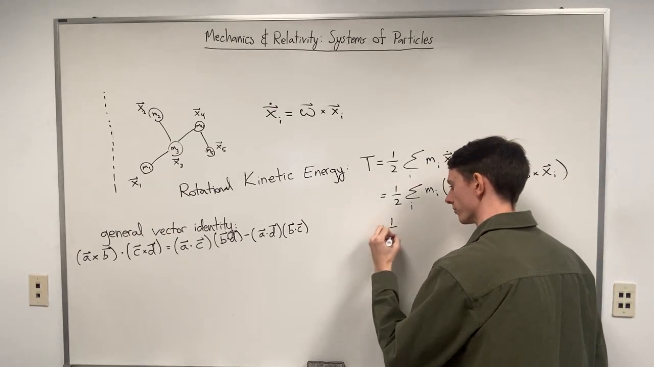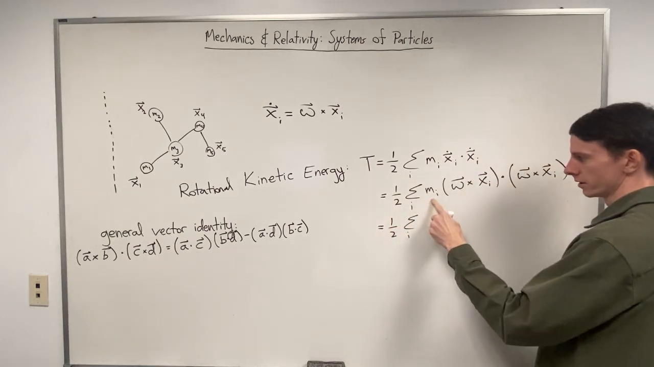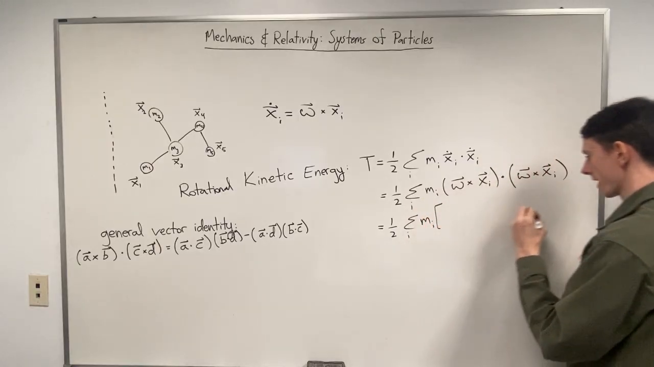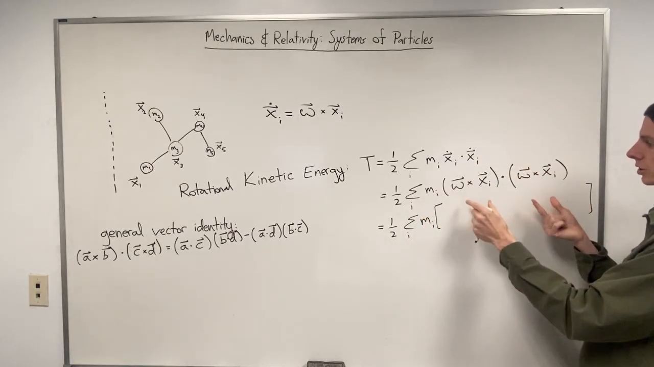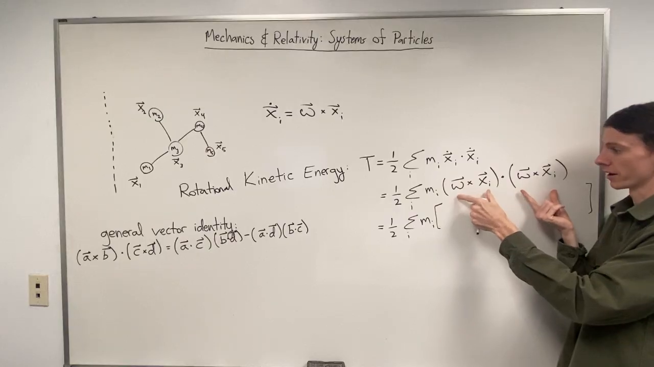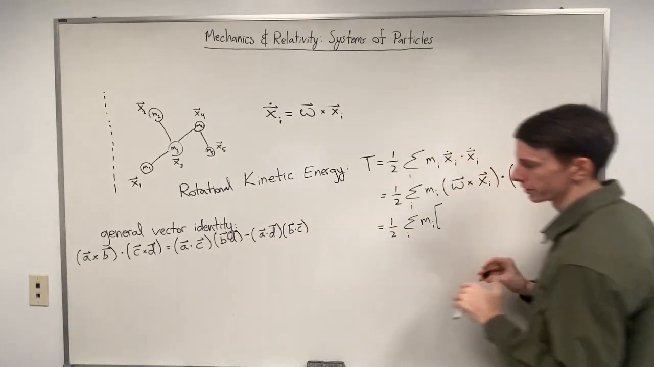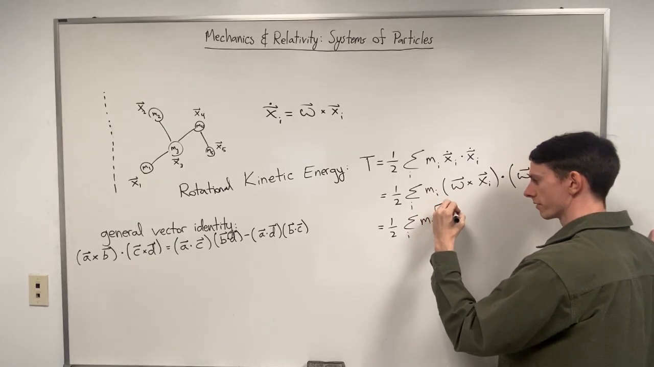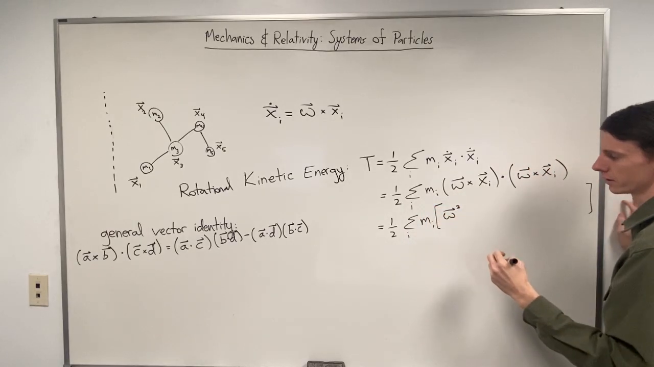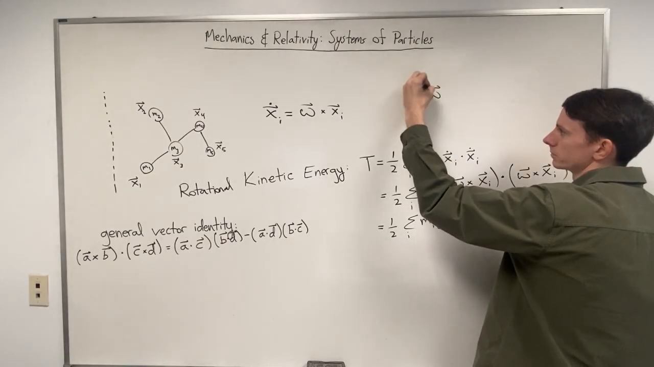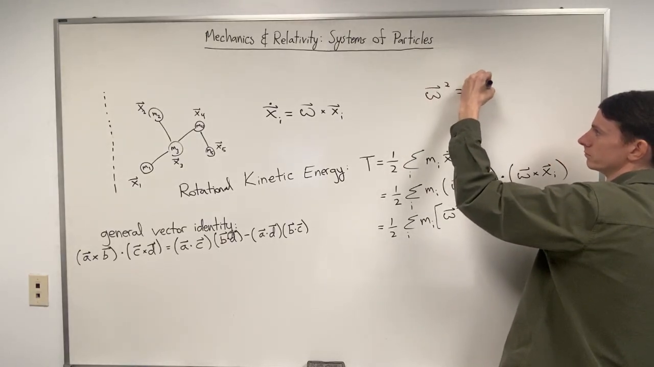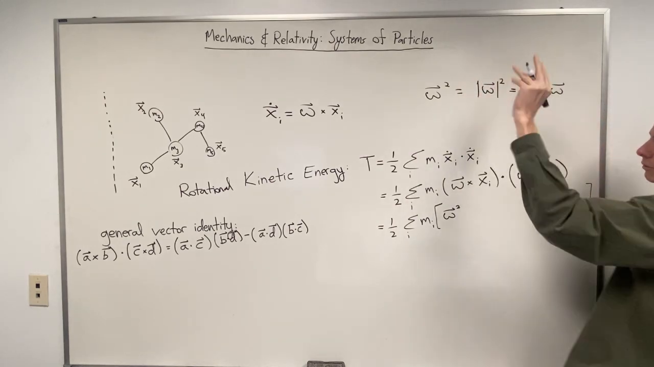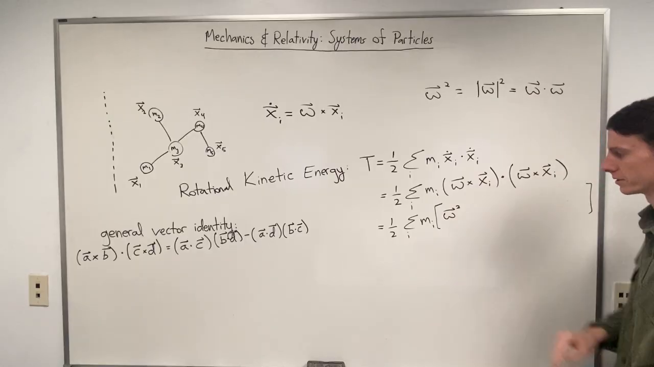And we're going to get that we have 1/2 sum over i, still the mass of the ith particle, that's out front. I'm going to put a big set of brackets around everything, where the brackets just rewrite this dot product of cross products using this identity right here. So A dot C is the omega vector, its magnitude squared. When I'm writing omega squared, I mean the magnitude of omega squared, or omega dot omega, however you want to think about it.